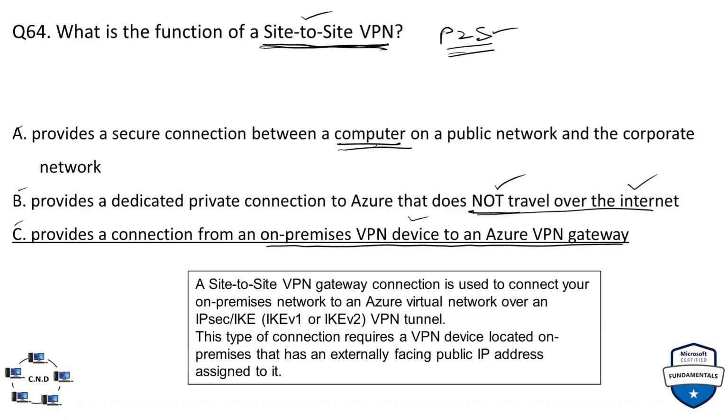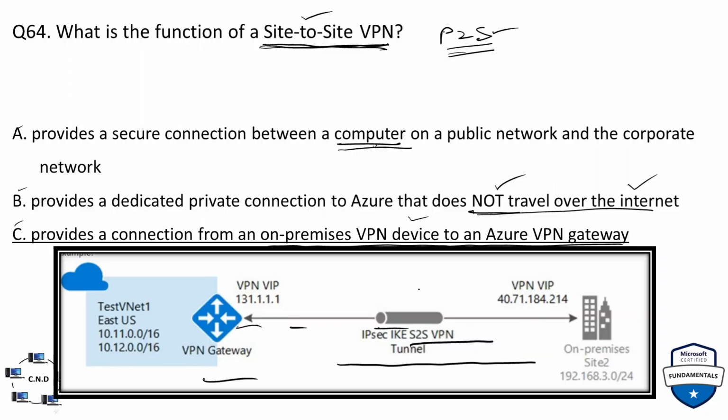And this is the explanation that the site-to-site VPN gateway connection is used to connect your on-premises network to an Azure virtual network over an IPsec, Internet Key Exchange, and it has two versions, Key Exchange version 1 and version 2 VPN tunnel. This type of connection requires a VPN device located on premises that has an externally facing public IP address assigned to it.